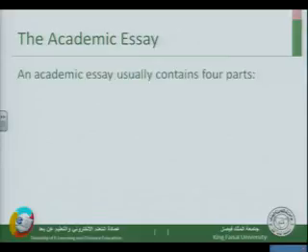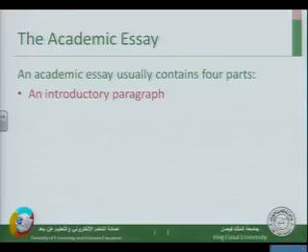So, an academic essay usually contains 4 parts. Now, these 4 parts are something you have to keep in mind always. First one is an introductory paragraph. So at the beginning, you are going to have to write an introductory paragraph. Now, what an introductory paragraph includes is some ideas that will make the reader interested in what you are going to write in this essay.